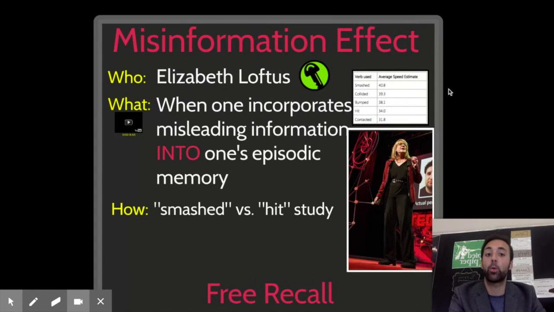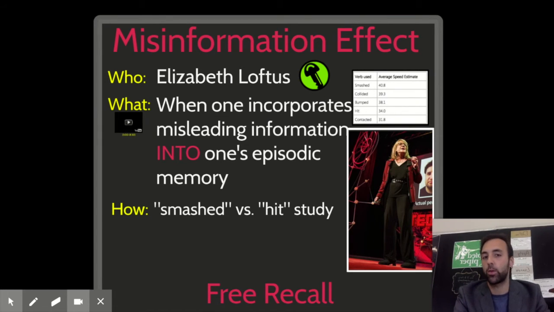Some were asked, "At what speed did those cars contact?" Others heard, "At what speed did those cars hit or bump or collide or smash?" And depending on the verb choice from contact all the way to smash, the average estimated speed differed by almost 10 miles per hour. You can see this table to the right, just above her picture, indicating that although everybody witnessed the same simulated car crash, changing one single word in the question can distort the recollection of the event.